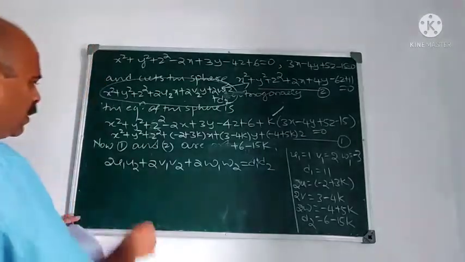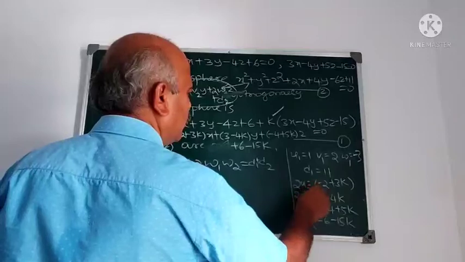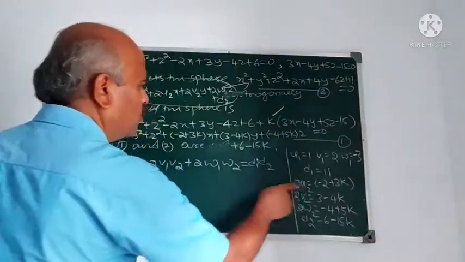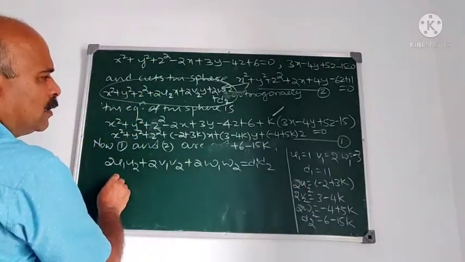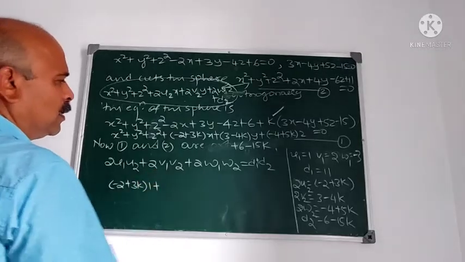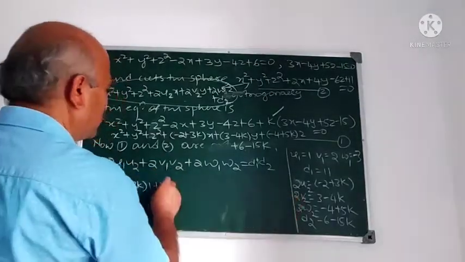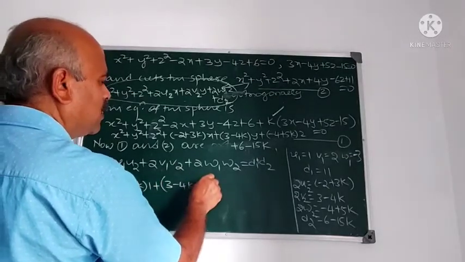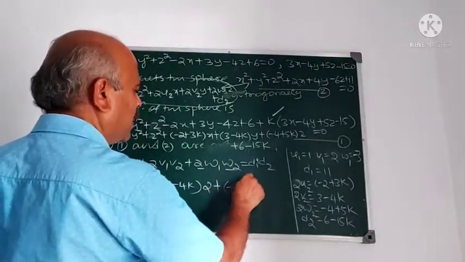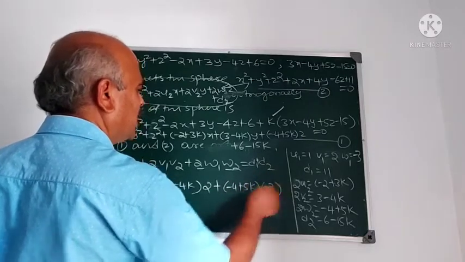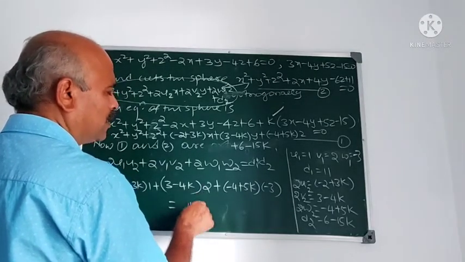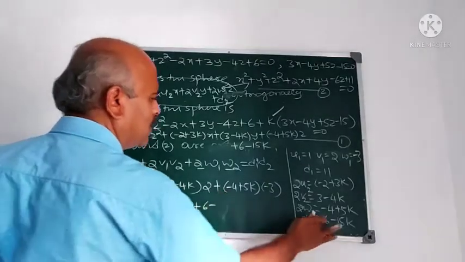Therefore, apply here u2, v2, w2. So 2u1u2 is (minus 2 plus 3k) into 1 plus 2v2 v1, where 2v2 is (3 minus 4k) into v1 which is 2, plus 2w2, where 2w2 is (minus 4 plus 5k) into w1 which is minus 3, is equal to d1 which is 11 plus d2 which is 6 minus 15k.